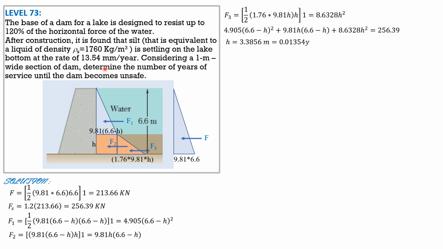And we equate it to the constant rate of silt accumulation, which is 13.54 mm per year, or 0.01354 meter per year. And therefore, we can solve for Y in years. Y therefore is equal to 250.0 years.